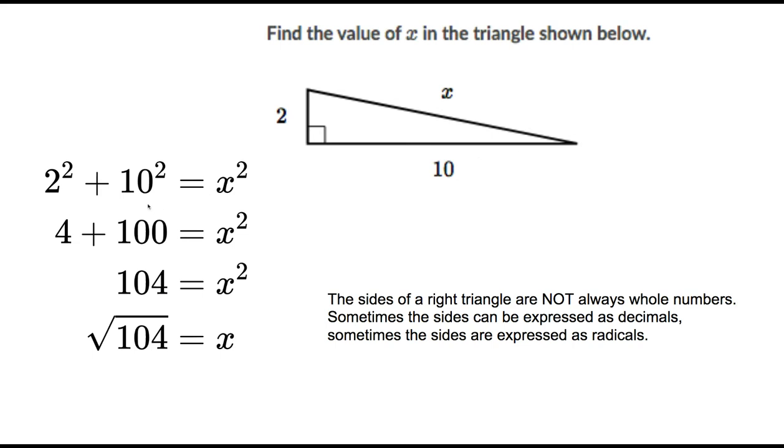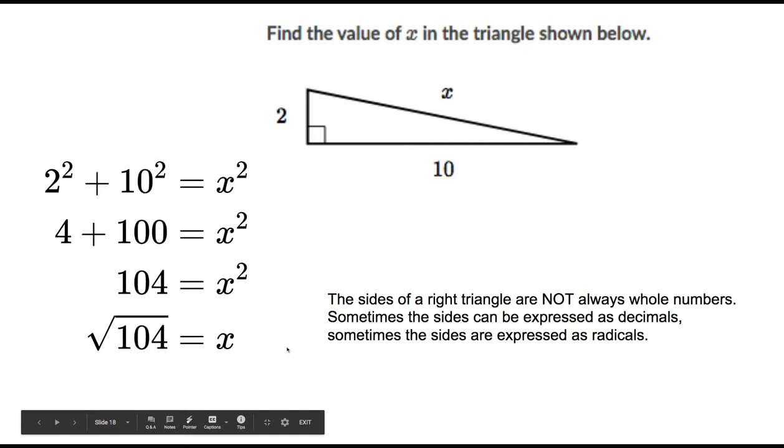2 squared plus 10 squared would be x squared, because 2 and 10 are the legs. 10 squared is 100, 2 squared is 4, so we get 104. And when we take the square root of that, we don't know what we're going to get. It's not a pretty number. It's going to be a little bit more than 10, but in this case, the sides of this right triangle are not always whole numbers. They could be decimals. We can express them as a radical. We could leave it as the square root of 104.